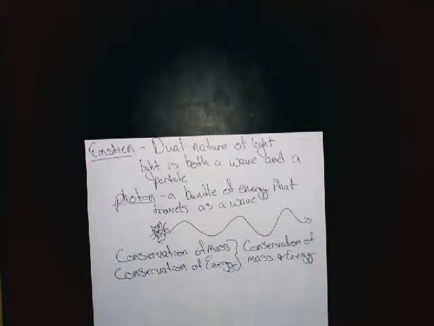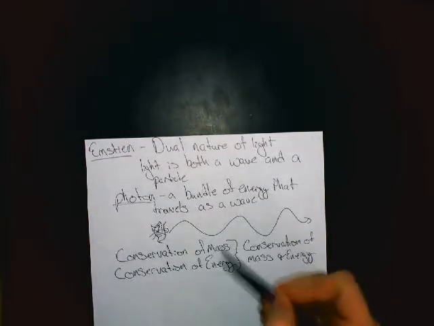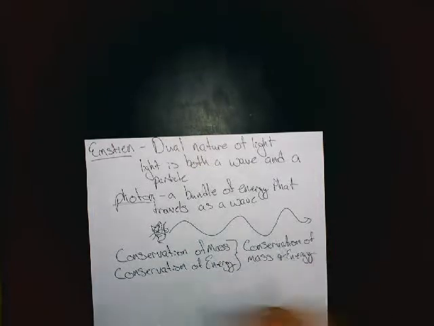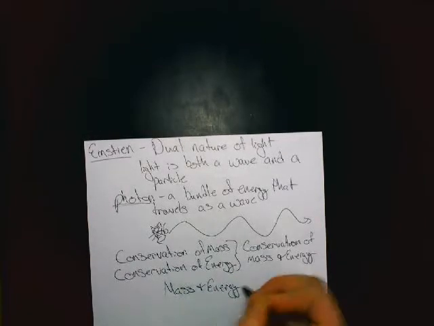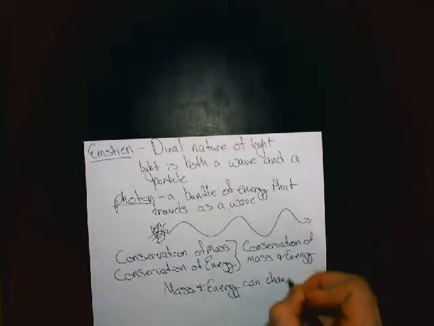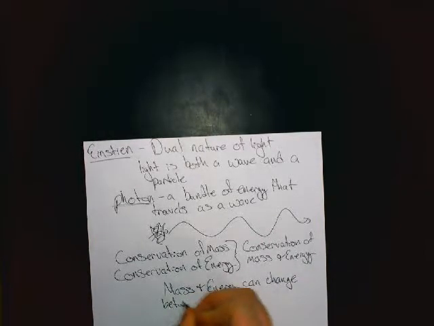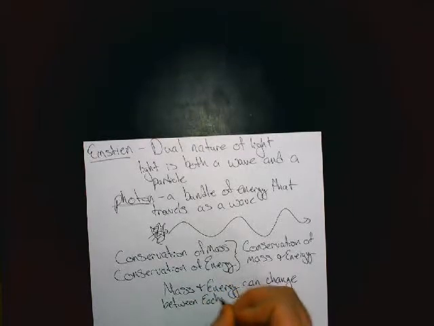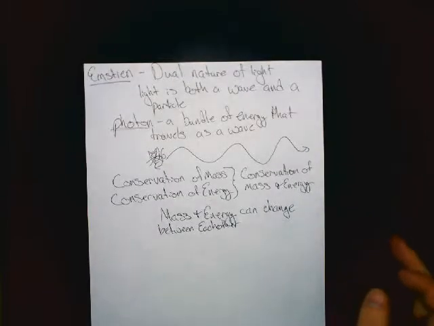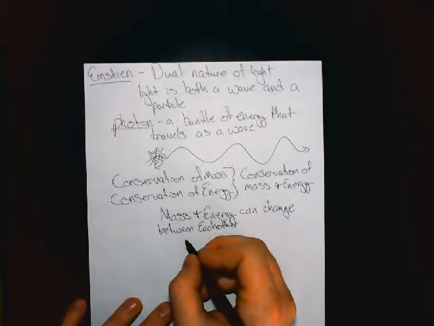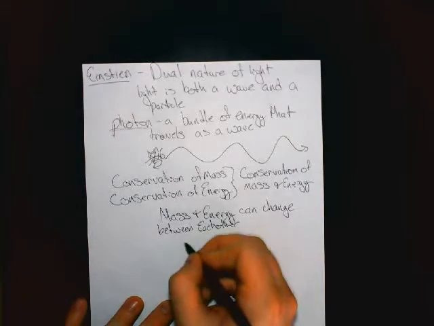Now, the interesting aspect to that is that mass and energy can change forms and they're encompassed under the same law. And it's not two individual laws. That means that mass and energy can change back and forth between each other. Mass and energy can change between each other. Okay? And this is a concept that Einstein brings around in his publication, Special Relativity. And it's easily the most famous equation in all of science.